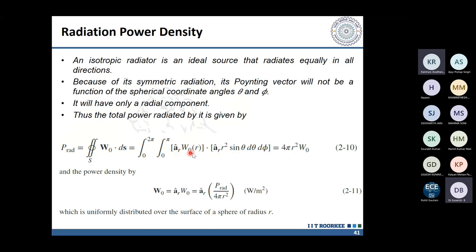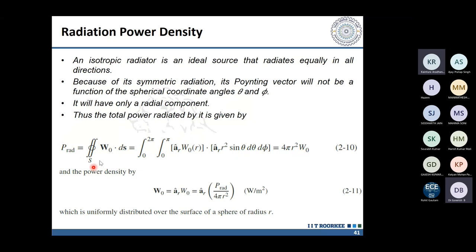You integrate this, but you don't have to do the mathematics, it's much more intuitive than that. Basically, what we are doing is integrating the average power density over the surface. What is the surface area of the sphere? 4 pi r square. And since this is uniform, you can take it outside the integral. So it becomes W naught into the surface area, which is nothing but 4 pi r square. That's as simple as that. So 4 pi r square into average power density will be the total radiated power, the total power radiated by the isotropic antenna.